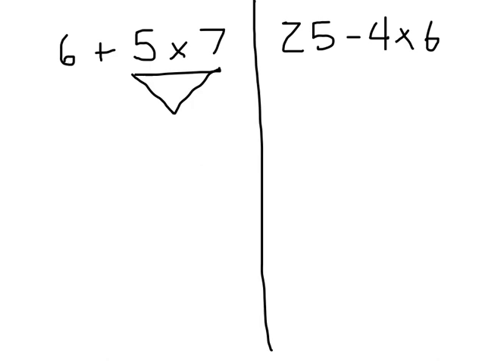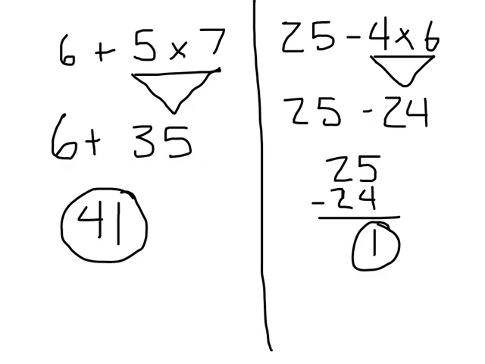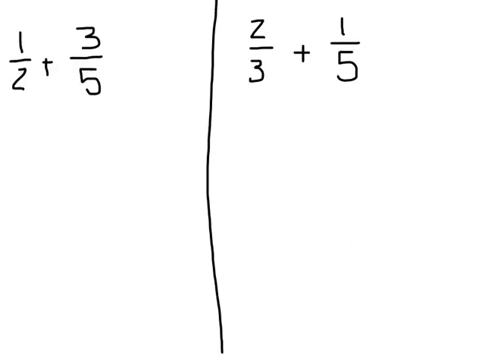What's 5 times 7? It's 35, and I can copy everything else directly down on my paper. Now I can add to finish the problem. What's 6 plus 35? It's 41. Now you try one. What's 25 minus 4 times 6? I need to multiply 4 times 6 first. That's 24. 25 minus 24 is 1.